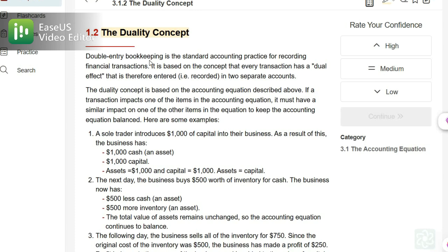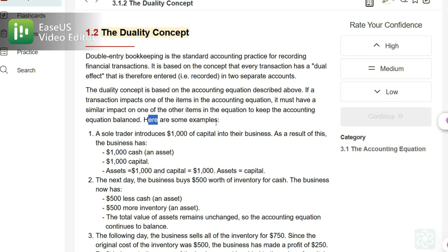Now here, you read that double entry bookkeeping is the standard accounting practice for recording a financial transaction. This means every transaction has to affect two accounts, and this keeps the accounting equation balanced. And we know what the accounting equation is: asset is equal to liability plus capital, and we have learned this from the previous lecture. Okay, we have an example here.